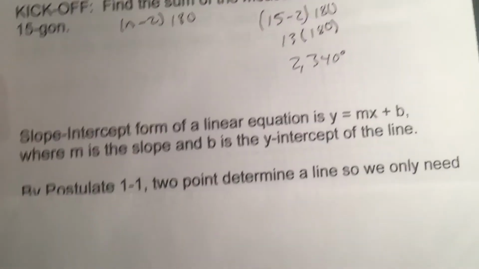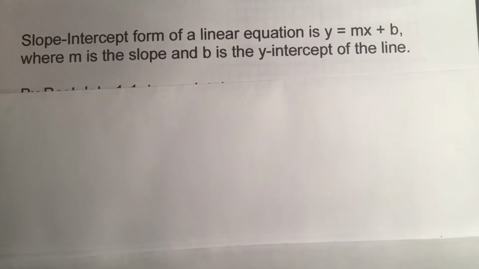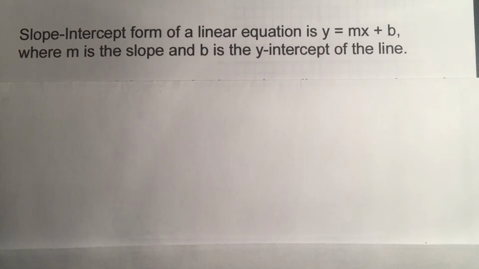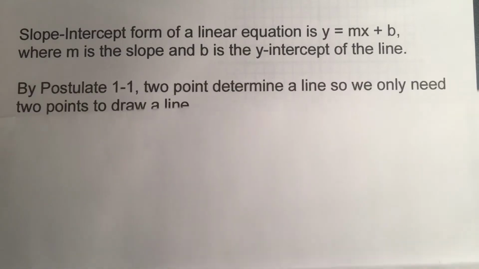So, slope-intercept form is the more common form we use, especially when we go to graph lines. Slope-intercept form is y equals mx plus b. M is going to be the slope, b is your y-intercept of the line.